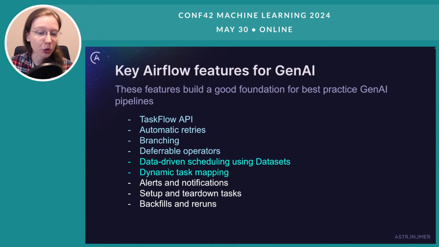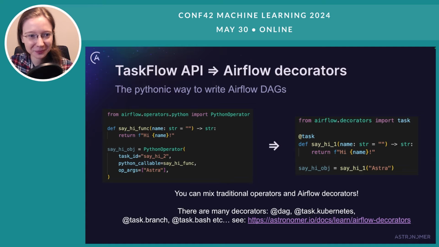For the first 4, the light blue ones here, I will just cover them briefly, and then I will spend some more time talking about dataset scheduling and dynamic task mapping, specifically about what is new about these features in Airflow 2.9. So let's get started with quick Airflow features in rapid succession. First of all, the taskflow API.